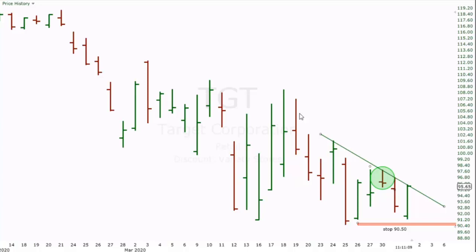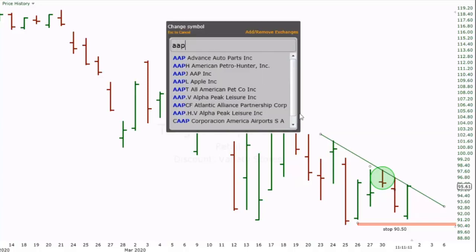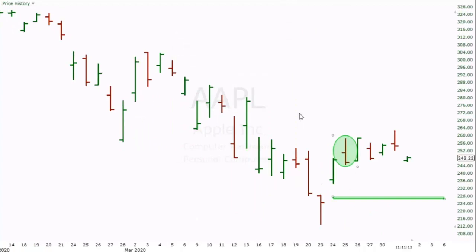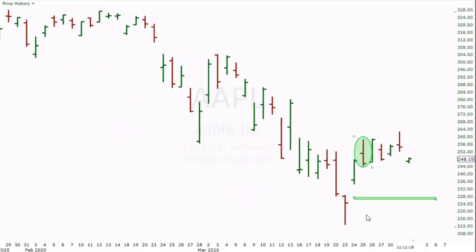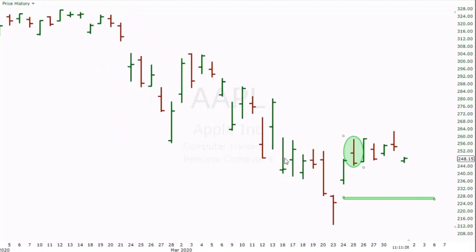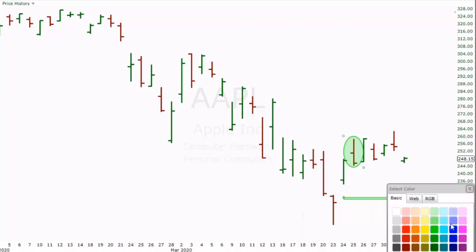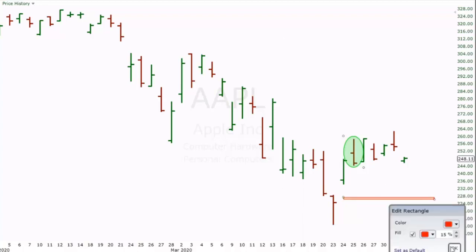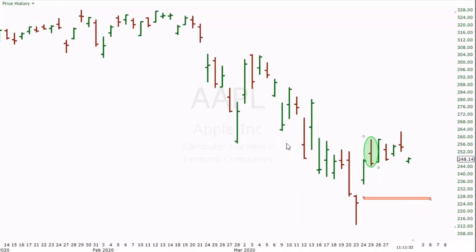Real quick before we wrap this up, Apple's the most widely held stock on the planet, the most popular company, so I thought we would wrap it up by taking a look at Apple, and I'll go ahead and mark the stop here. I've circled the day when it actually triggered, and it's basically just hanging in here.